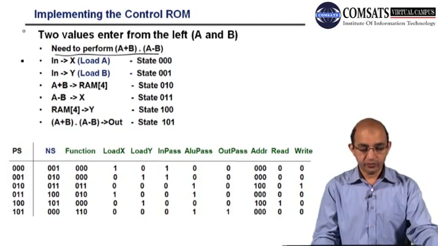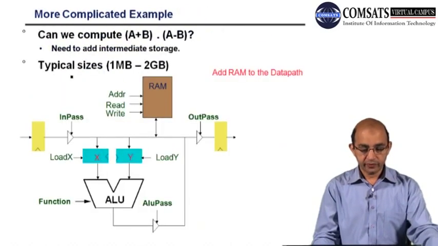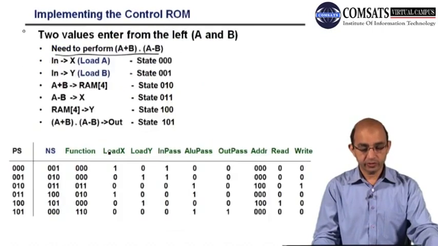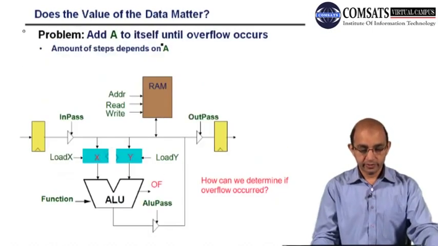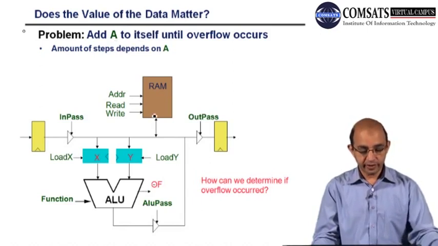So now we have implemented the control ROM. Here you can say that we have the data and the control all together. So this is a very critical question: does the value of data matter? Obviously yes. Here we are adding A to itself until overflow occurs.